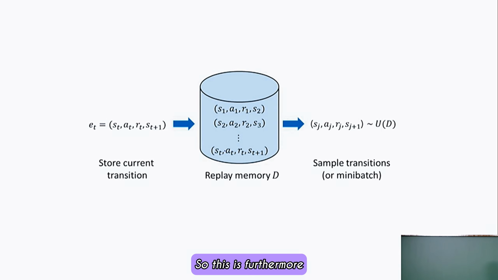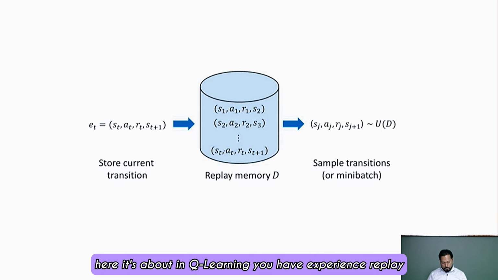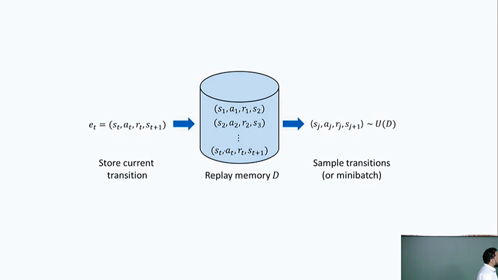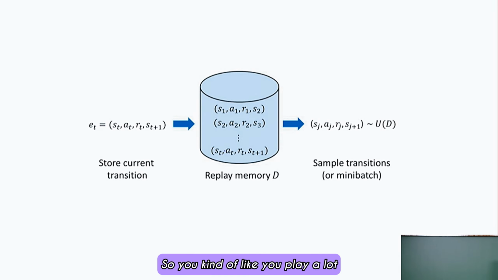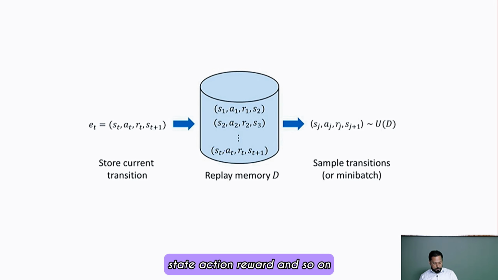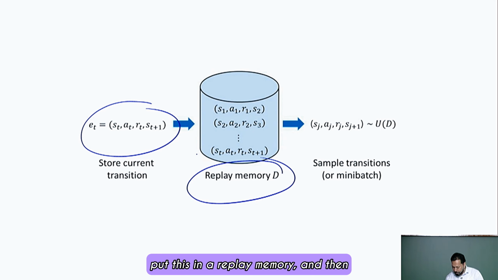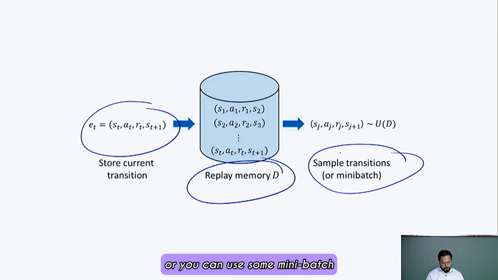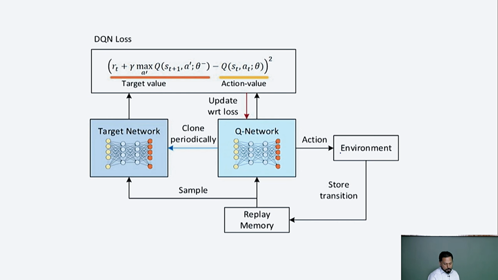Furthermore, in Q learning you have experience replay. Rather than learning from one step, you play a lot, and then you have these tuples of state, action, reward and so on. You store them in a replay memory, and then you use that. So you store the current transition, put it in the replay memory, and then you can sample these transitions, or use a mini batch. So this is the whole DQN algorithm.